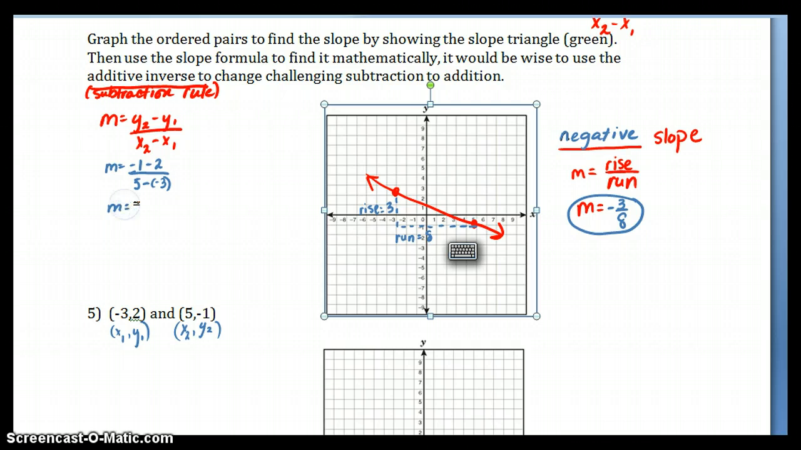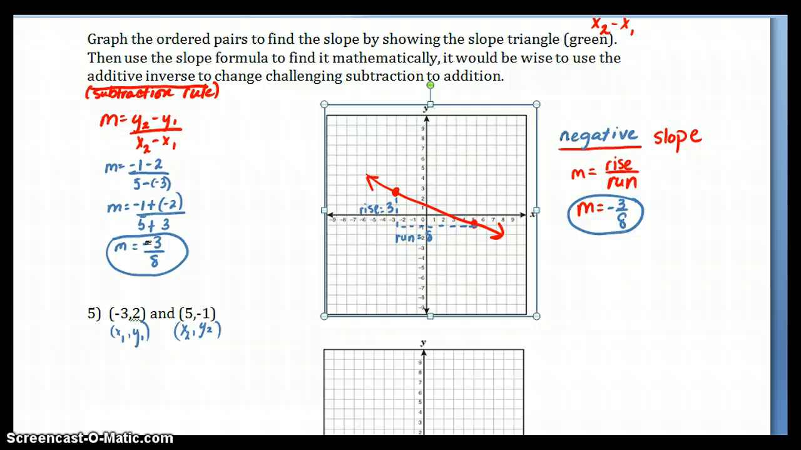And so m equals, now I'm going to use that subtraction rule or the additive inverse. All subtraction problems can be written as addition problems. So negative 1, subtraction changes to addition, 2 becomes its opposite, which is negative 2. 5 stays the same, subtraction becomes addition, negative 3 changes to its opposite, which is 3. So negative 1 plus negative 2 is negative 3, and 5 plus 3 is 8, and the answers match exactly. m equals negative 3/8. So two strategies for doing the exact same thing. Many times you don't have graph paper, which is why you need to be able to do this mathematically. We're just calculating those differences in rise and those differences in run.